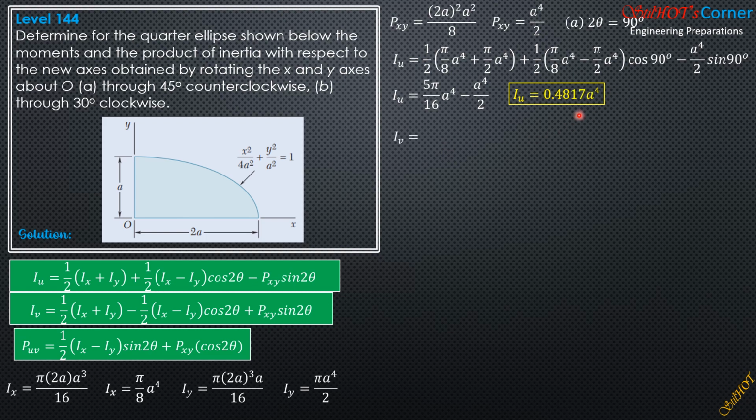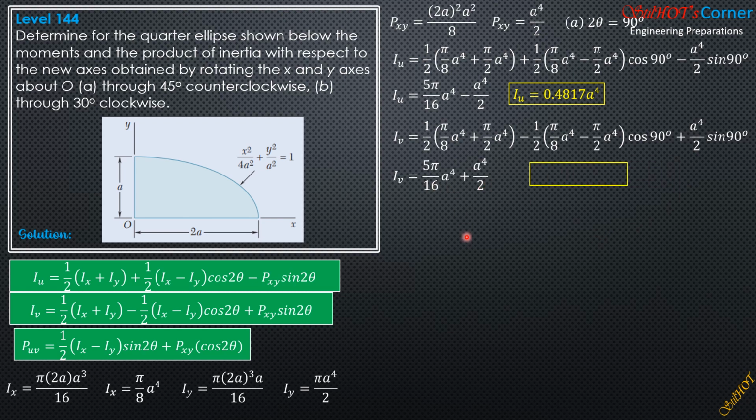I sub v is 1/2 (π/8 A to the 4th + π/2 A to the 4th) − 1/2 (π/8 A to the 4th − π/2 A to the 4th) cosine of 90 degrees, then plus A to the 4th over 2 sine of 90 degrees. So again, cosine 90 is 0. This is I sub v is 5π/16 A to the 4th + A to the 4th over 2. Combining, expressing in decimal, that is equal to 1.482 A to the 4th.